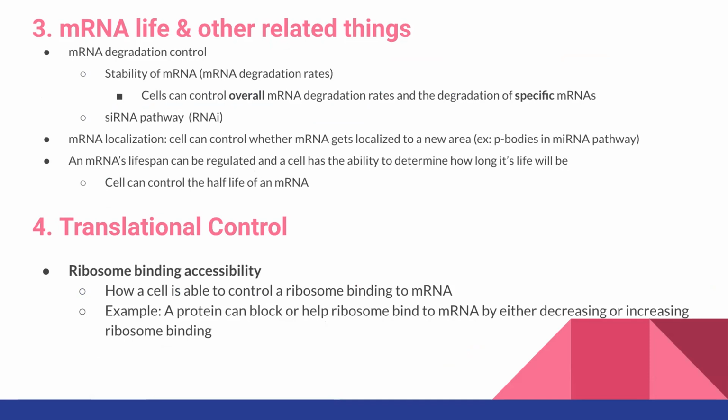There's also mRNA degradation control. An example of this is the siRNA pathway, which we'll go more in depth on in the next topic after the exam, topic 4. For now, I would just know that that's an example of it. And then mRNA localization: cells can control whether mRNA gets localized to a new area. That's like P-bodies. When it gets sent to a P-body, it can either be stored there or be stored for later degradation. And then mRNA's lifespan can be regulated, and a cell has the ability to determine how long its life will be.